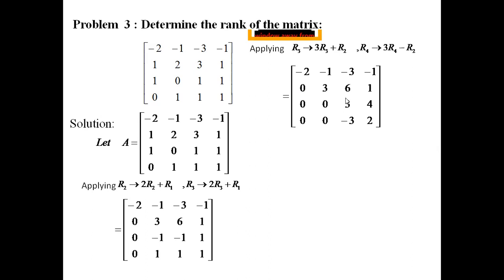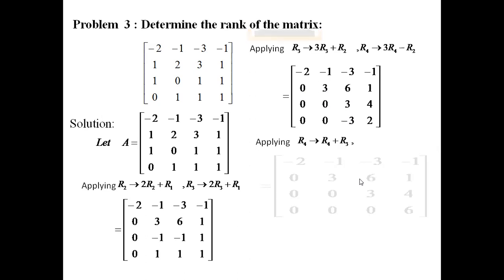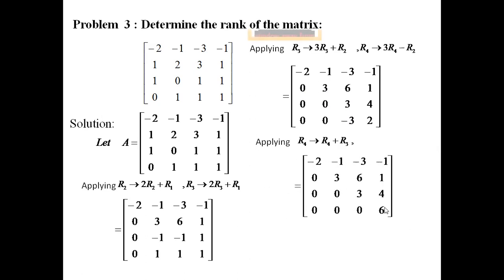Again, it's not completed. All the elements below the diagonal must be 0. This element is 0; this must be 0 now. To make it 0, you add these two elements, so the operation is fourth row plus third row. If you do it like this, you get it. Here, all the elements below the diagonal are made 0, and there is no 0 row in this matrix. All are non-zero rows. So what is the rank of this matrix? Rank of the matrix is equal to the number of non-zero rows. Here that is equal to 4.